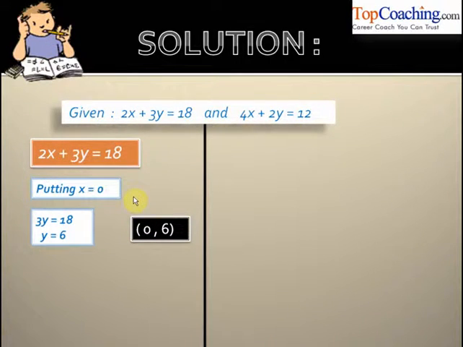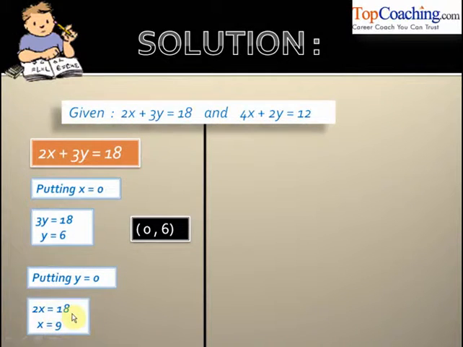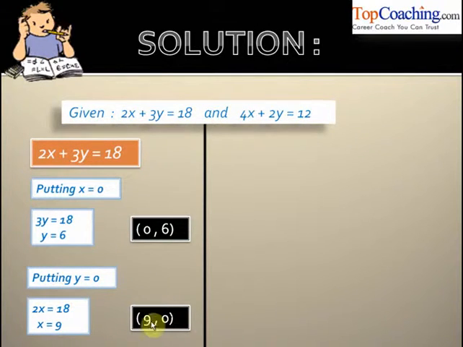Similarly, to find a solution of the form a comma 0, y should be equal to 0. So putting y equal to 0, what we get is 2x is equal to 18 or x is equal to 9. Thus 9 comma 0 would be a solution of this equation 2x plus 3y equal to 18. Thus we get the two solutions of 2x plus 3y equal to 18 as 0 comma 6 and 9 comma 0, and these are of the form a comma 0 and 0 comma b.